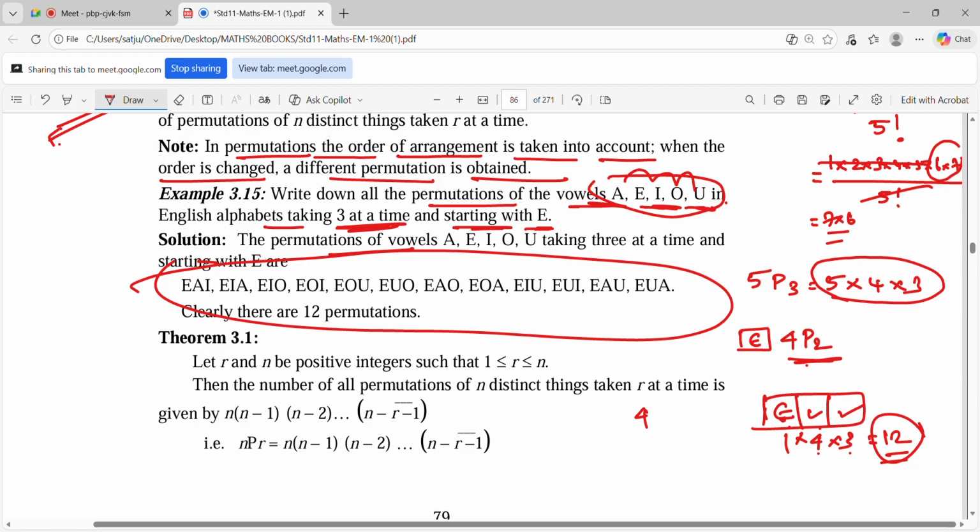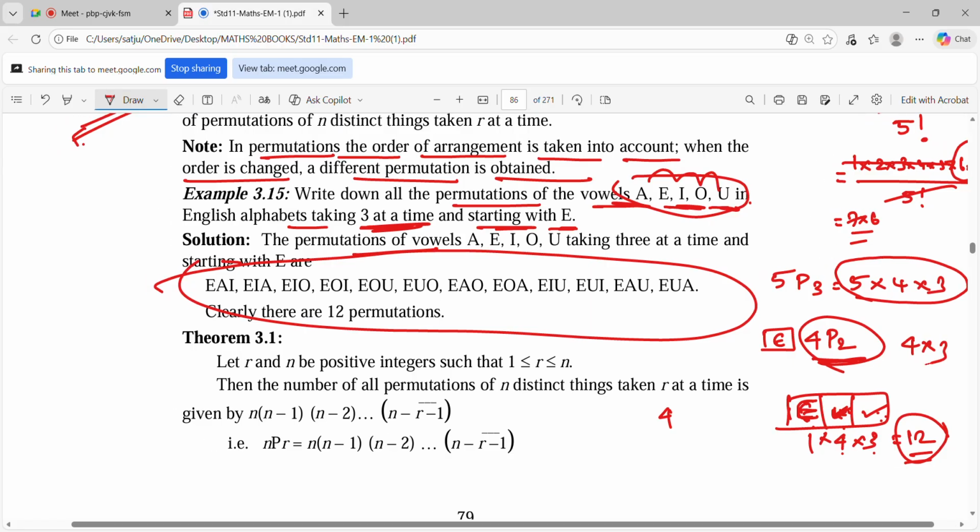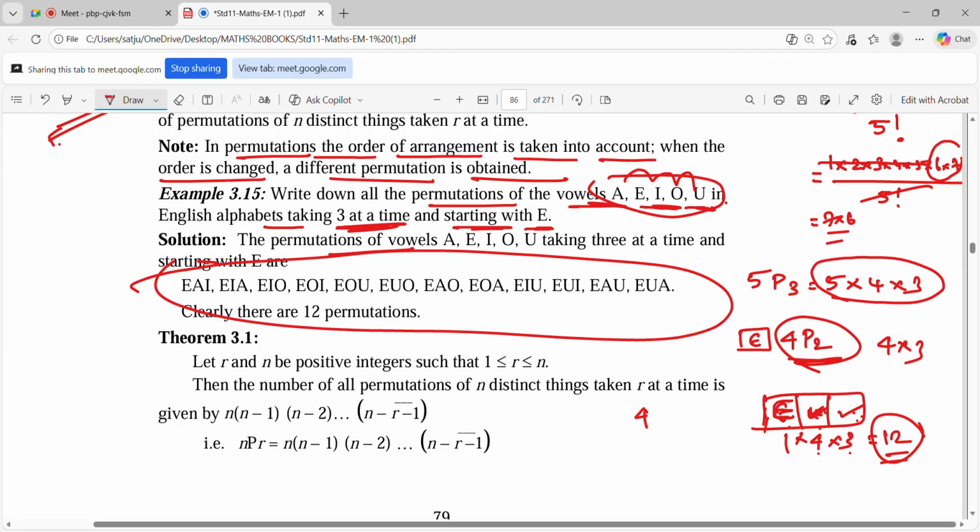The fundamentals you have to remember: to fill the other two boxes after E, it is 4P2. If you remember that 4P2, that is also good: 4 into 3, that's it. Or else you can do this kind of counting also. E can be filled in only one way, the next place can be filled in 4 ways, the next place in 3 ways. That's it. Understood? So therefore 12. So let's move to the next.